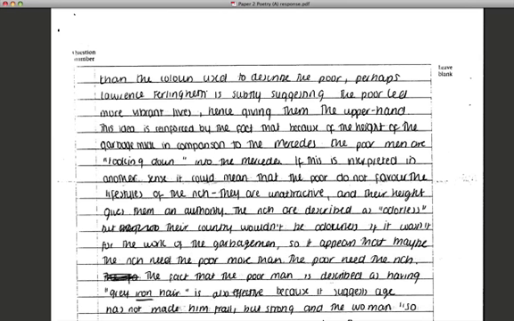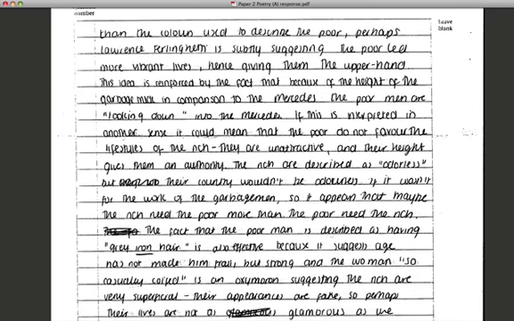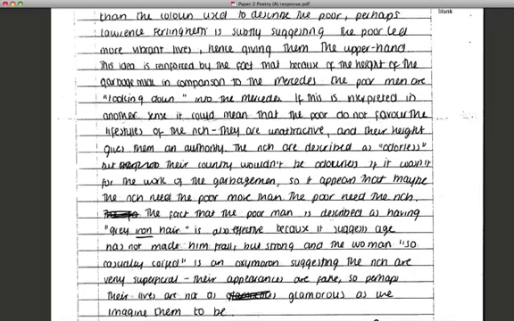The idea is reinforced by the fact that because of the height of the garbage men in comparison to the Mercedes, the poor men are looking down into the Mercedes. If this is interpreted in another sense, it could mean that the poor do not favour the life of the rich, the lifestyles of the rich. They are unattractive, and their height gives them an authority. The rich woman is described as odorless, and their country wouldn't be odorless if it wasn't for the work of the garbage men. So it appears that maybe the rich need the poor more than the poor need the rich.